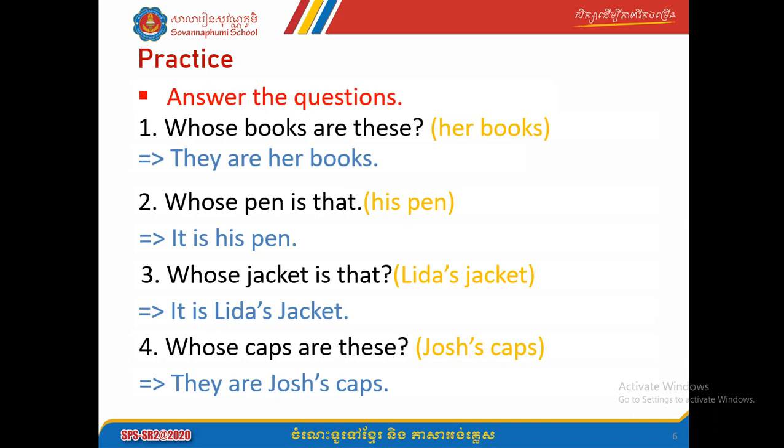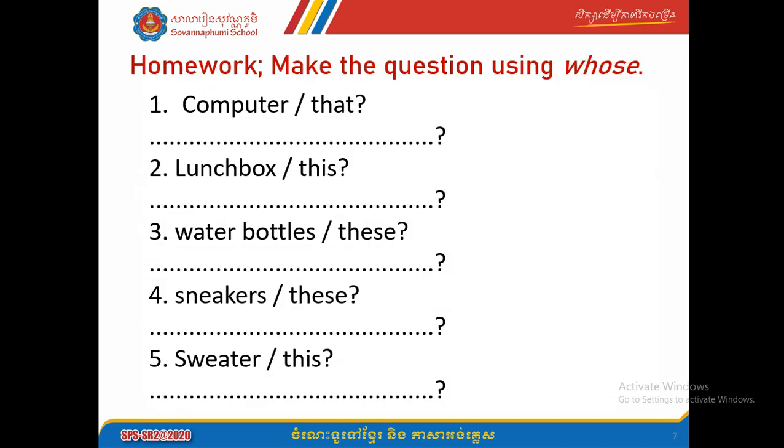Alright, so I hope that you got it. So that's it for our lesson today. So here is the homework for you to practice at home. So copy this into your notebook, okay, and take the picture and then send it to me. Okay, so homework here, what you're gonna do is make the question using whose.